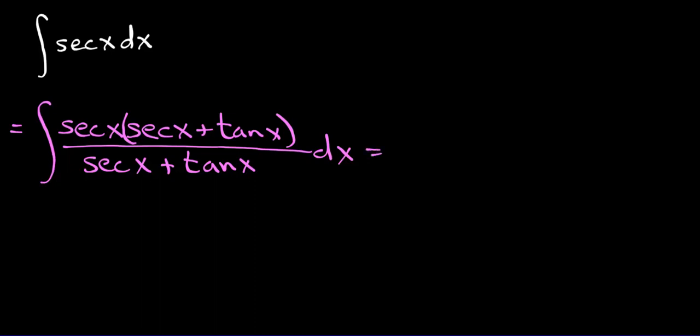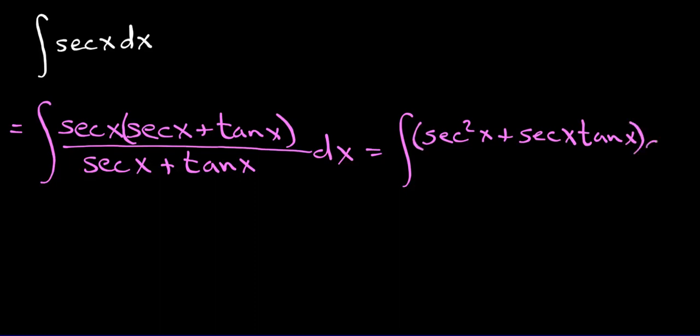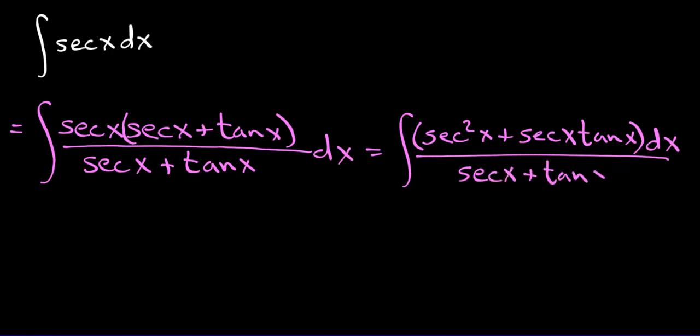So let's look at this. Let me fix the top a little bit. Up top, I've got secant squared x plus secant x tan x. And on the bottom, I've got secant x plus tan x. Okay? Now, I'm going to let u be the bottom. So I'm going to just let u equal secant x plus tan x.